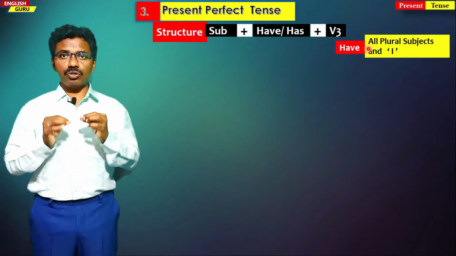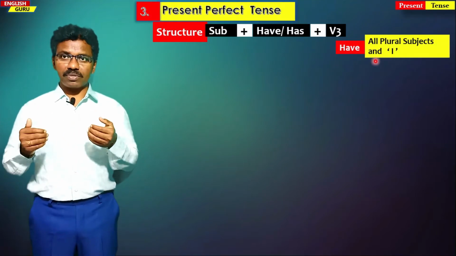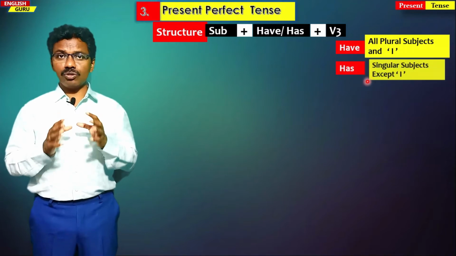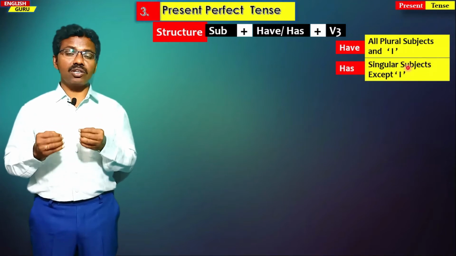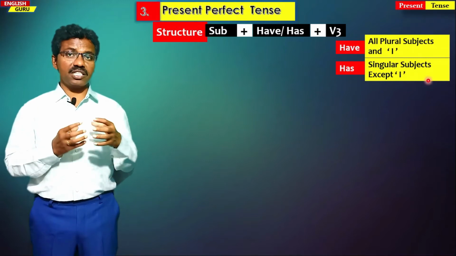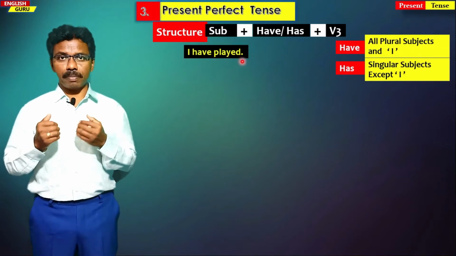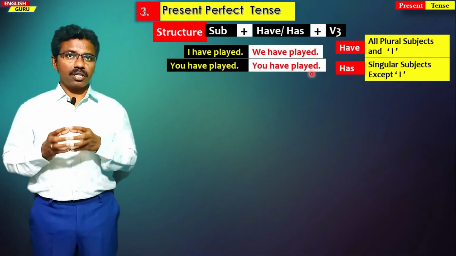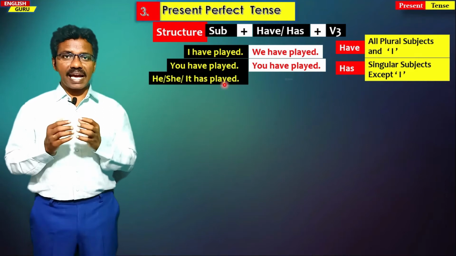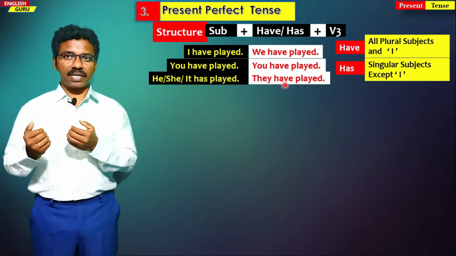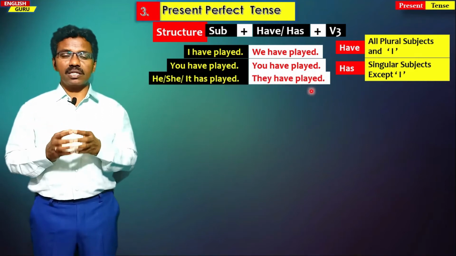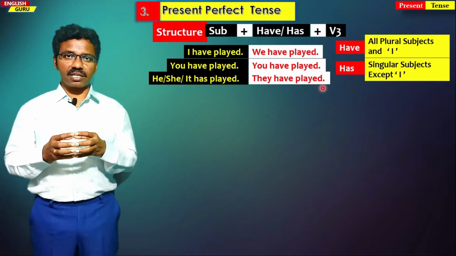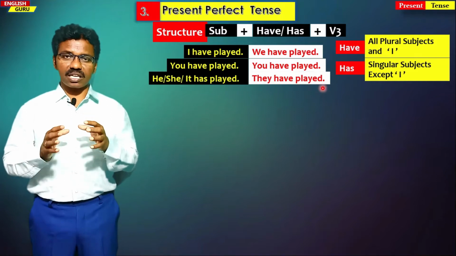And have is used for all plural subjects and I, first person singular also. And has is used for third person singular subjects. For example, I have played, we have played, you have played, he has played, she has played, it has played, they have played. And these are all the basic structures of a sentence in present perfect tense.